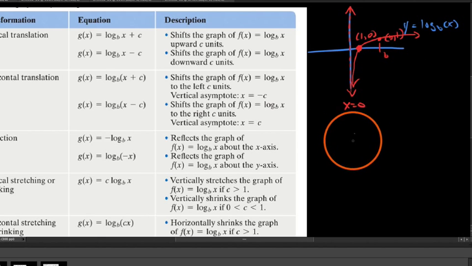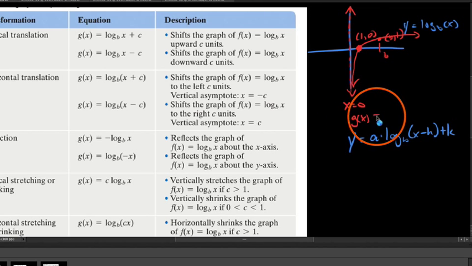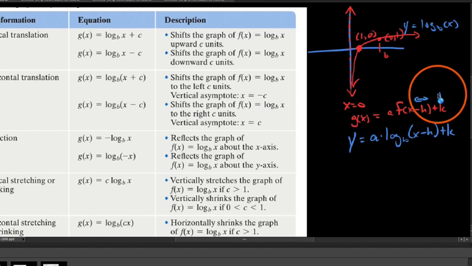So what we're going to confront in this video is, what if we have a function that is instead a times log base b of (x minus h) plus k. Essentially, we're admitting that these logarithmic functions are just transformations of the parent function, where we've seen this before: left and right shift, vertical shift, and also this a value in front, which contributes to either vertical stretch or shrink. So I'm just going to write vertical stretch, and oftentimes it refers to reflection.